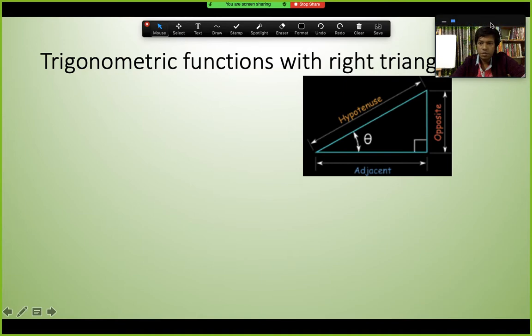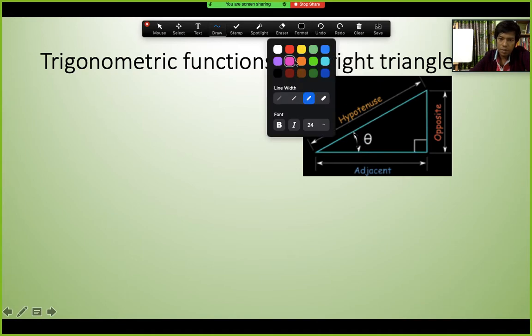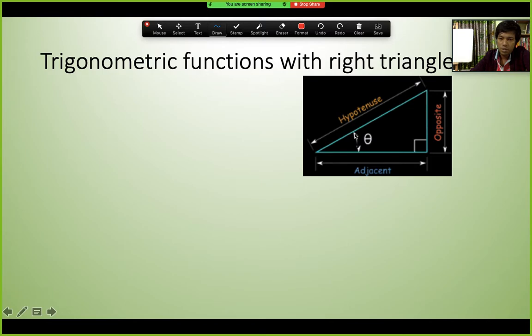Now here comes one important thing. This is the given angle. Let me take some red color. This is theta; theta is given here. And we can see that this is the 90 degrees, so this must be the hypotenuse. The side opposite the 90 degree angle is the hypotenuse.